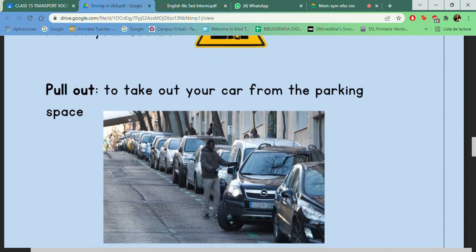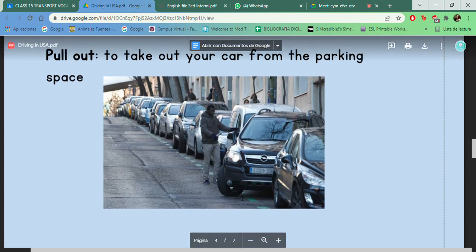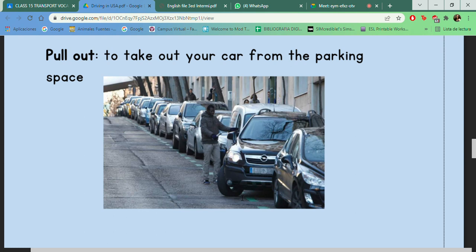Pull out. Pull out means to take your car out of the parking space. For example, here you can see a car pulling out. A person pulling out the car.